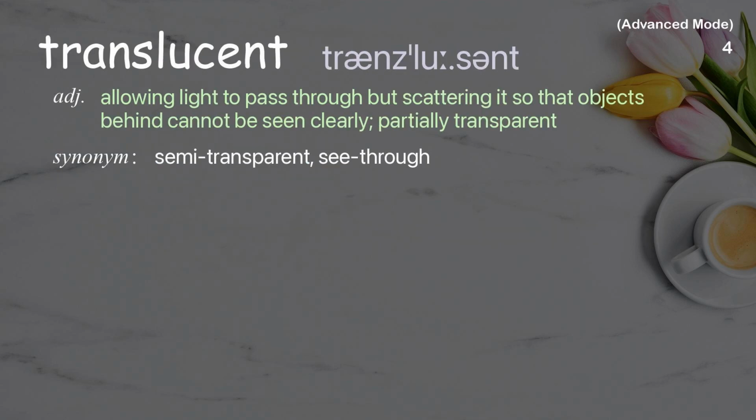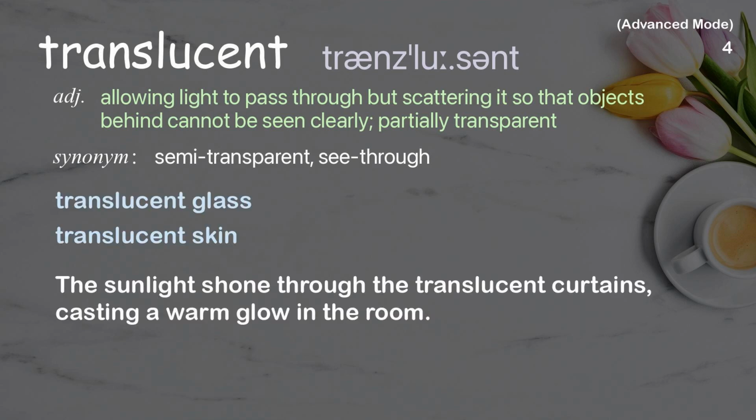Translucent. Allowing light to pass through, but scattering it so that objects behind cannot be seen clearly; partially transparent. Examples: Translucent glass. Translucent skin. The sunlight shone through the translucent curtains, casting a warm glow in the room.